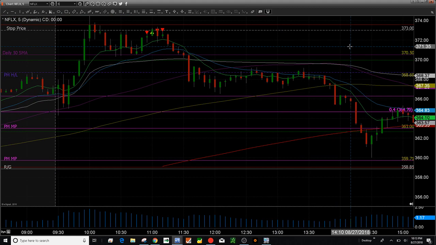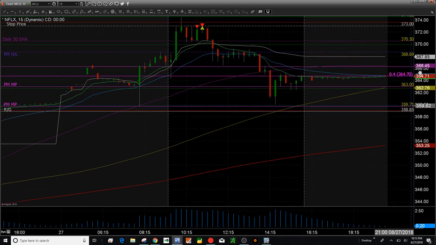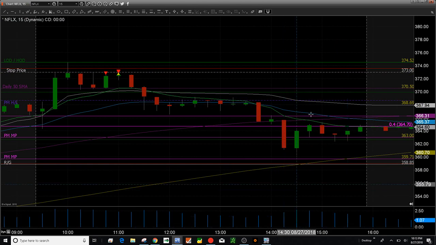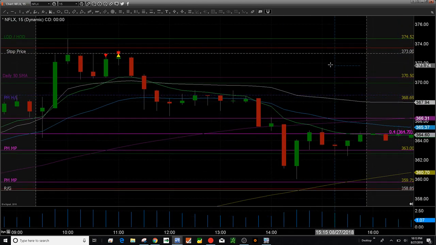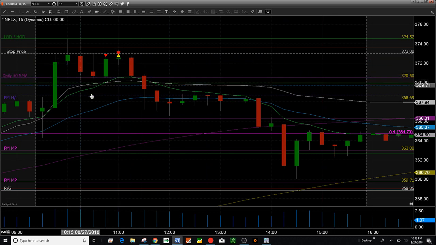I hope this makes sense, and I hope that the lines that I drew made sense to you, and that you could actually see the price action along these technical lines that I drew.